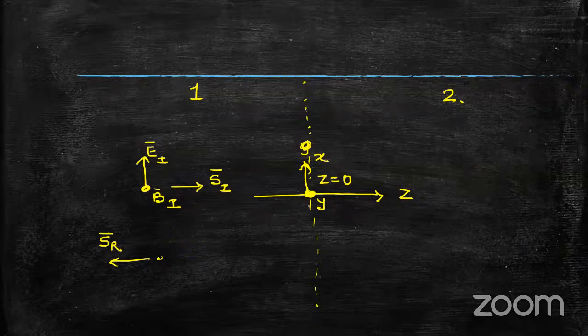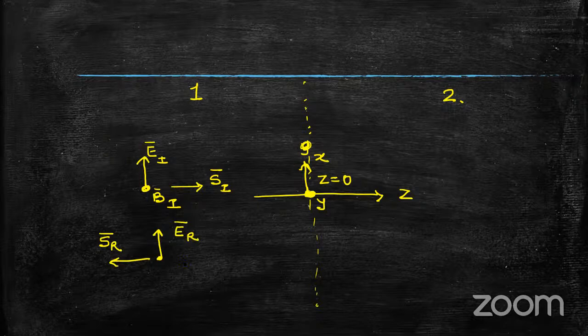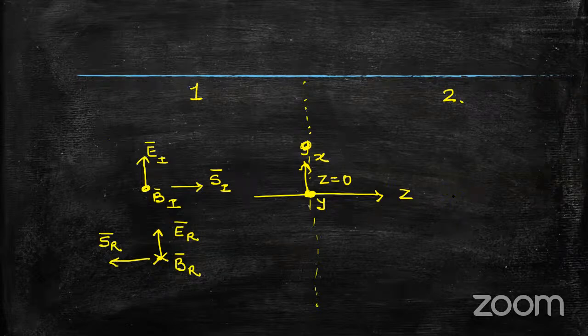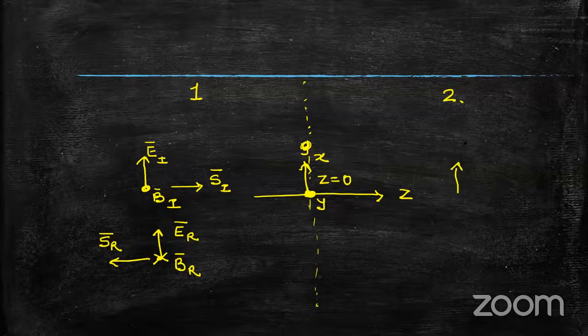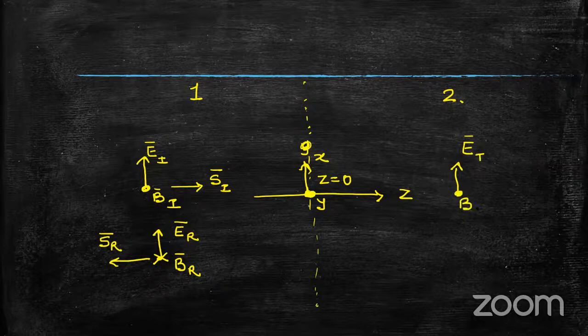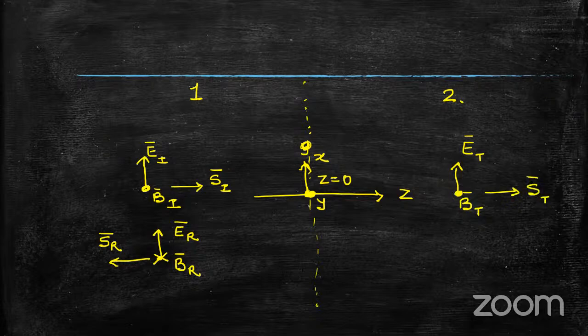Let's say that our electric field for that wave is ER. So what will be the direction of the magnetic field? E cross B, so it will be inward. So the magnetic field will be BR. And here again we consider the wave which continued in the same direction, with electric field ET, and this is BT, and S transmitted is the direction of this.